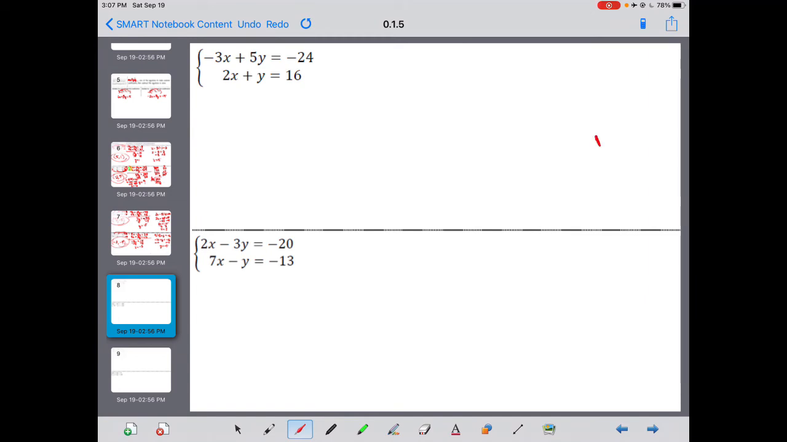Let's see. I'm going to pick the y's. So I'm going to multiply by negative 5. This one draws over. Negative 3x plus 5y is negative 24. And we're multiplying, so don't forget to multiply through. 2x times negative 5, negative 10x. Y times negative 5, negative 5y. 16 times negative 5 equals a lot.